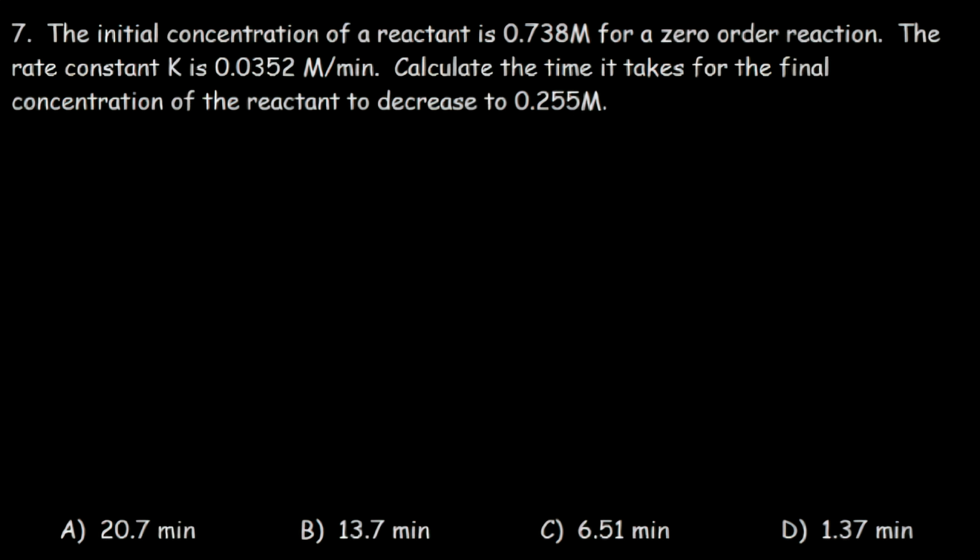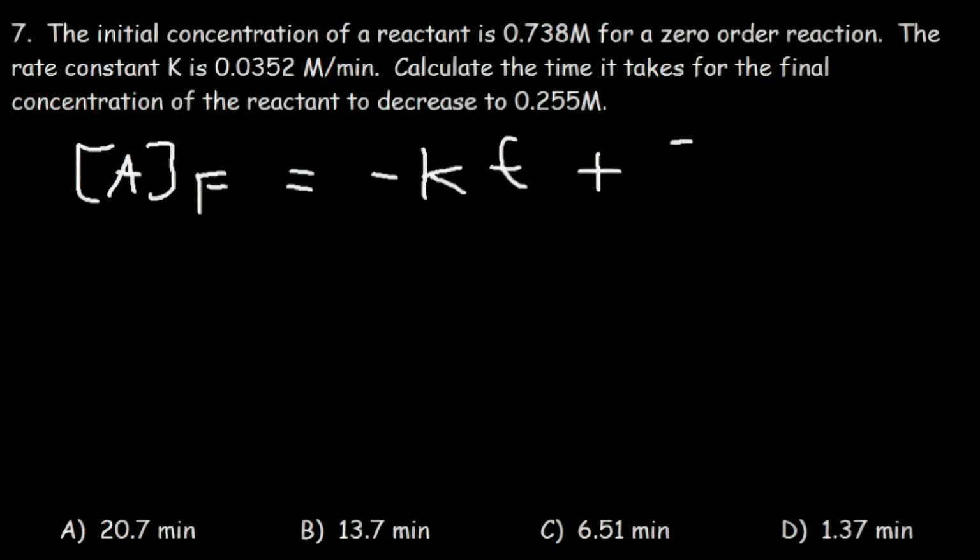Number 7. The initial concentration of a reactant is 0.738 M for a zero order reaction. The rate constant k is 0.0352 M per minute. Calculate the time it takes for the final concentration of the reactant to decrease to 0.255. So it's a zero order reaction again, so the equation is going to be the same. It's A final is equal to negative kt plus A initial.